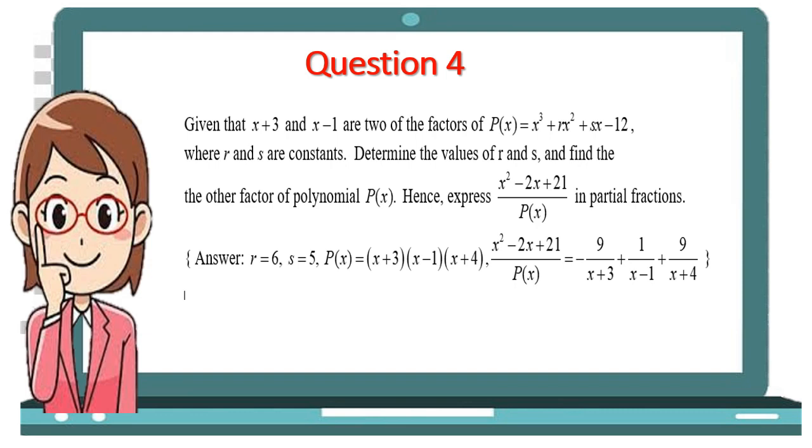For question number 4, we are given that x plus 3 and x minus 1 are two of the factors of polynomial P(x). We are going to determine the values of r and s and then find the other factors of polynomial P(x). Hence, we are going to express the expression x squared minus 2x plus 21 over P(x) in partial fractions form.